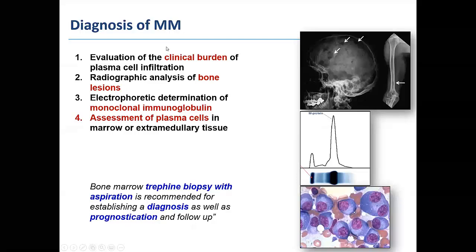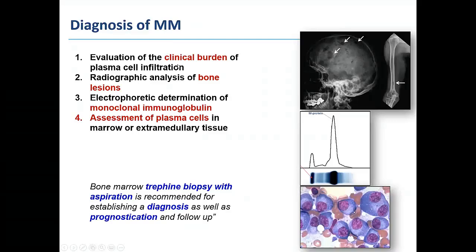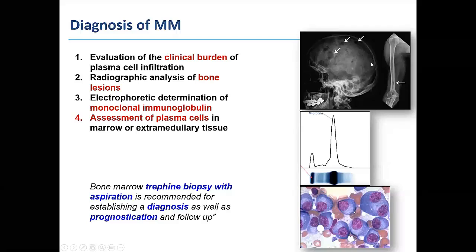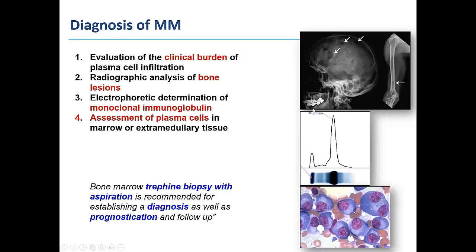So how do we diagnose a case of multiple myeloma? What is a must is evaluation of the clinical burden of plasma cell infiltration, that is, how many plasma cells are there and what is the effect clinically. Second is radiographic analysis of bone lesions. As you can see here in this skull, and even in the long bones, you are seeing lytic lesions all over. Multiple lytic lesions you find in the clavicle, in the ribs, in the skull, mainly in the flat bones.